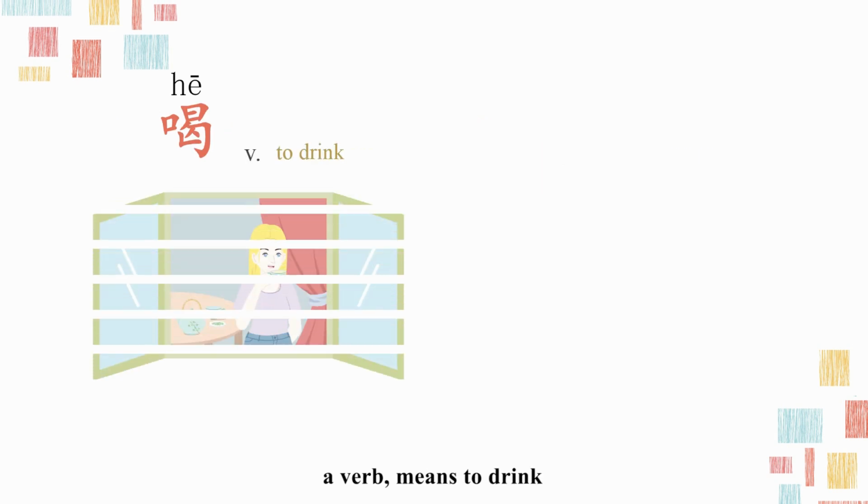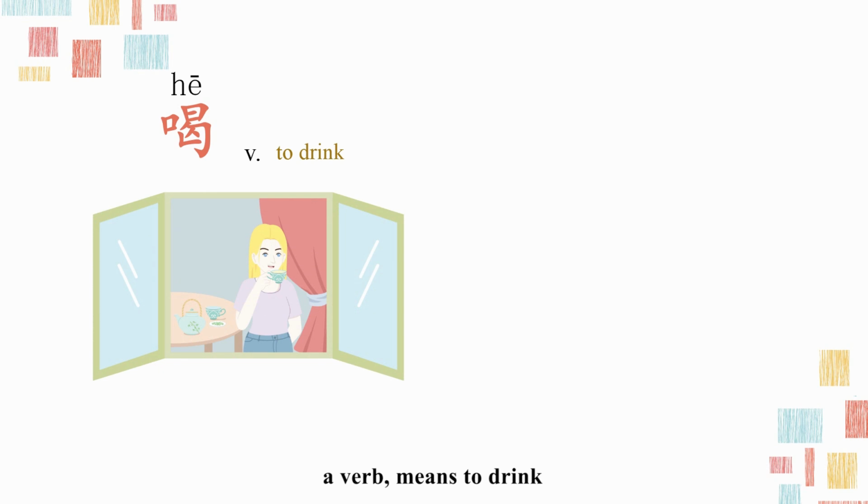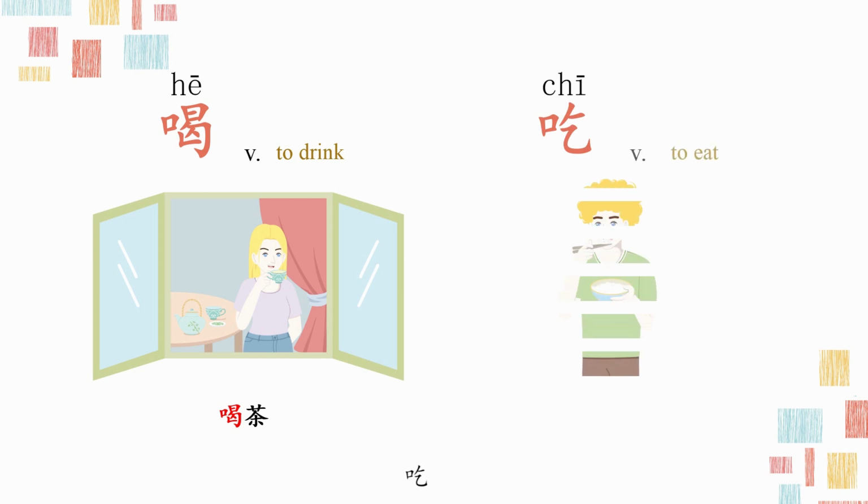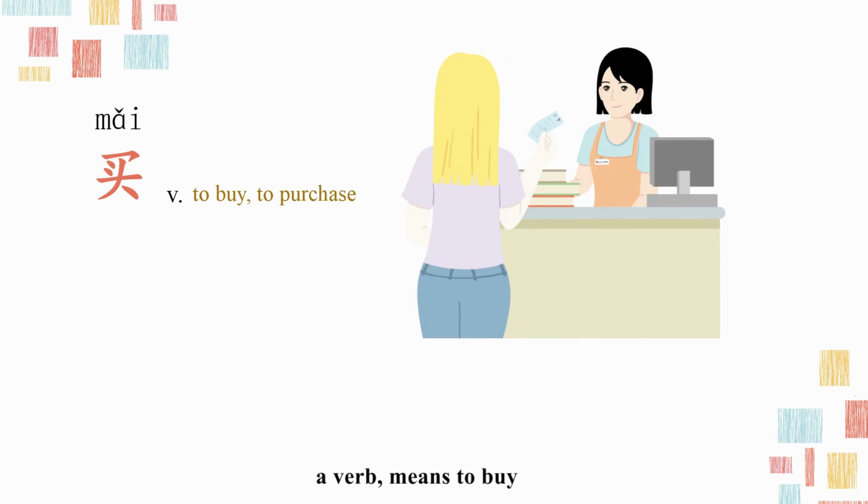喝、A verb means to drink. For example, 喝茶、drink tea. 吃、A verb means to eat. For example, 吃米饭、eat rice. 买、A verb means to buy. For example, 买书、buy books.